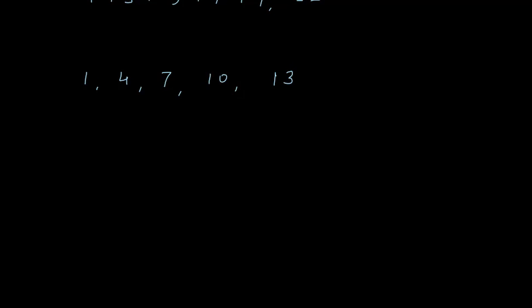Why? If you take any two consecutive numbers, two numbers which are coming one after the other, they form a consecutive pair. If you see the difference here, this is 1, this is 4, difference is 3. 4, 7, difference is again 3. 7, 10, difference is again 3, and 10, 13, difference is again 3. So this is a sequence we call arithmetic progression. Arithmetic progression is a sequence in which the difference between two consecutive terms is the same.